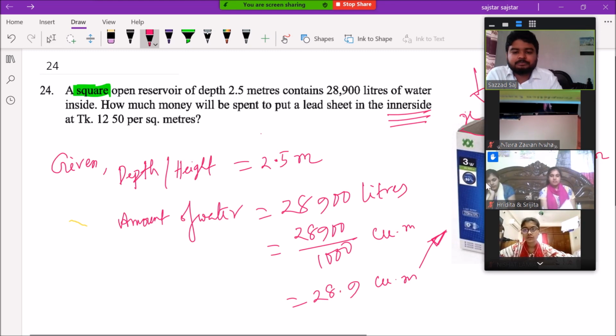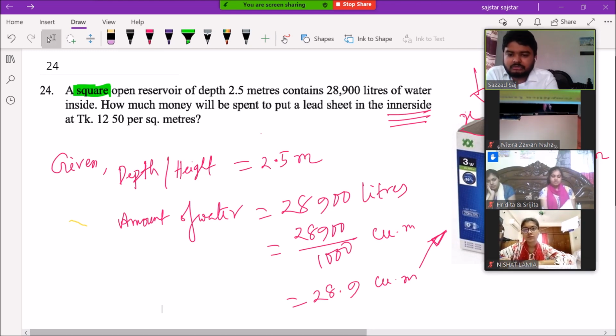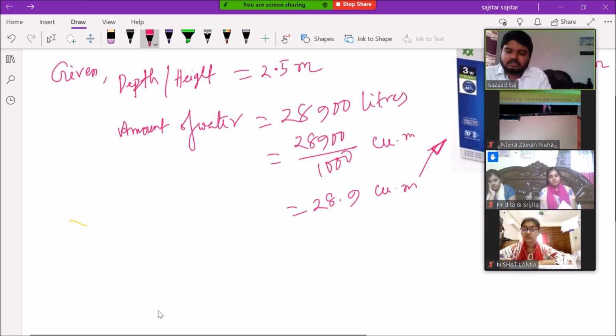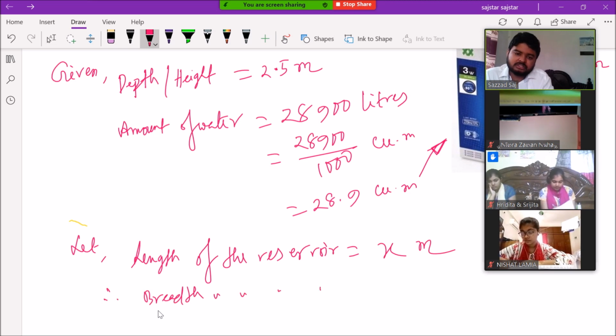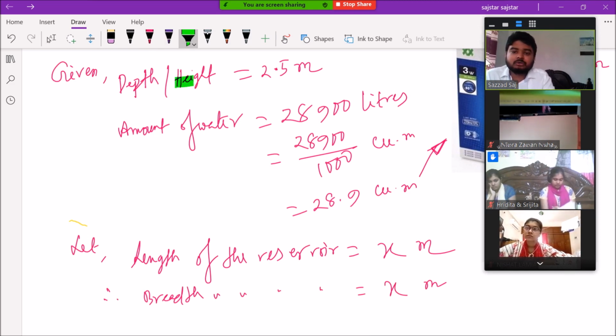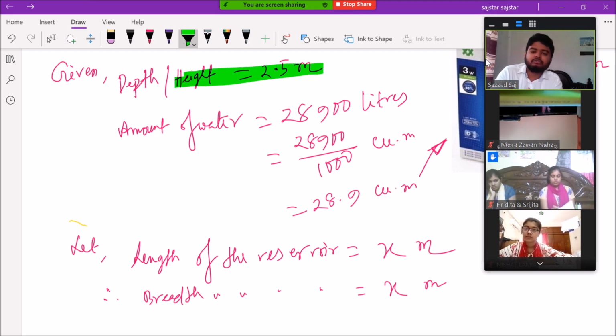Now you write please. Let length of the reservoir equal x meter, therefore breadth of the reservoir will also be x meter, because length and breadth are the same. And we already have the depth, or height, so we know the length, we know the breadth, we know the height, and we also have the volume. So what can we now say according to the question? Write down now according to the question.